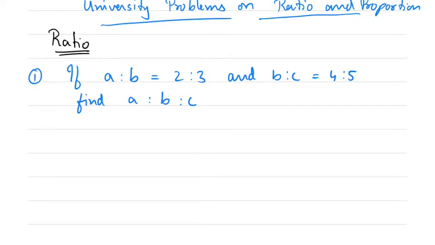So, in this problem, the value of B in the first ratio is 3 and in the second ratio it is 4. So the value of B should be made common in both the ratios. Hence multiply the first ratio by the first term and multiply the second ratio by the second term.